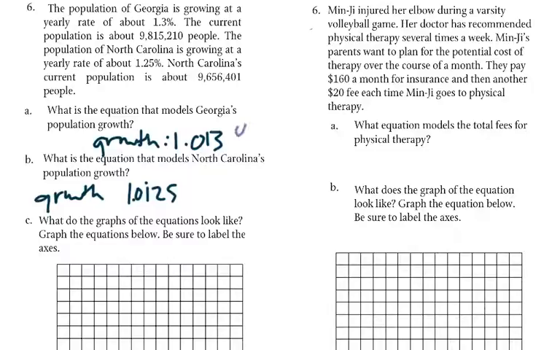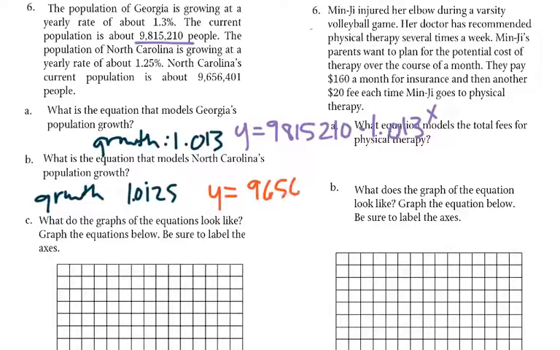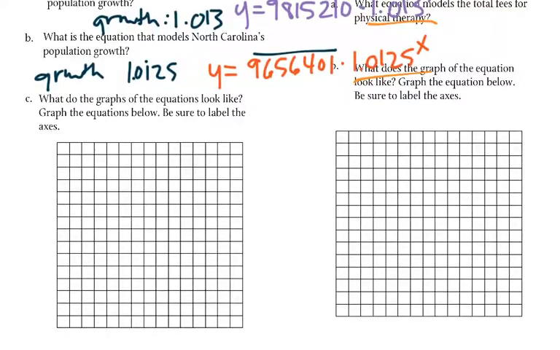So the equations here, we'd go y equals our start number, which was 9815210, times, because we're multiplying by a percentage, 1.013 to the x. For North Carolina, it would be y equals 9656401 times 1.0125 to the x. I don't want the commas in there. Okay, so that's my equations, the start number and the growth.